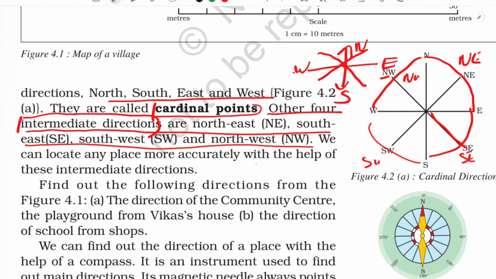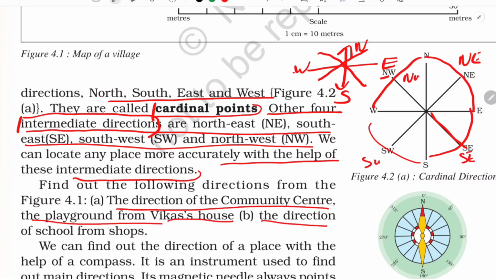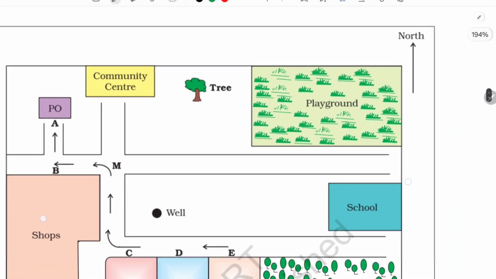Okay, so here in this map we are going to locate something. We can locate any place more accurately with the help of these intermediate directions. So that is what I have just told you. So here we are going to find, like they have asked us to find some directions through this map. Okay, now let us see. First we are going to find the direction of the community center, the direction of the playground from Vikas house, and the direction of the school from the shop. See here, let us come back to this map.